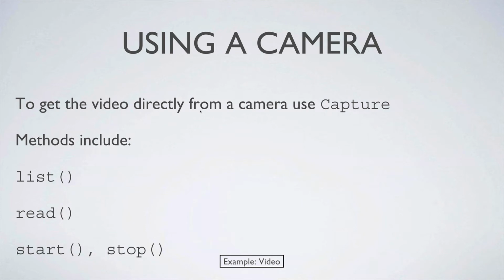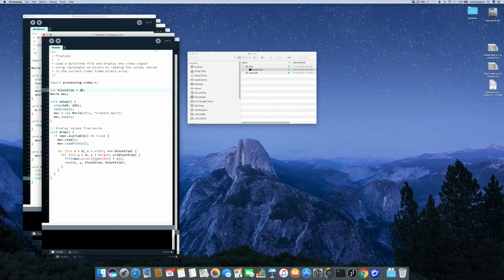To get a video directly from a camera, we use the capture method. Methods include list, because if you have multiple cameras, you might want to see which ones are which, read, and start and stop. So let's have a look at that.